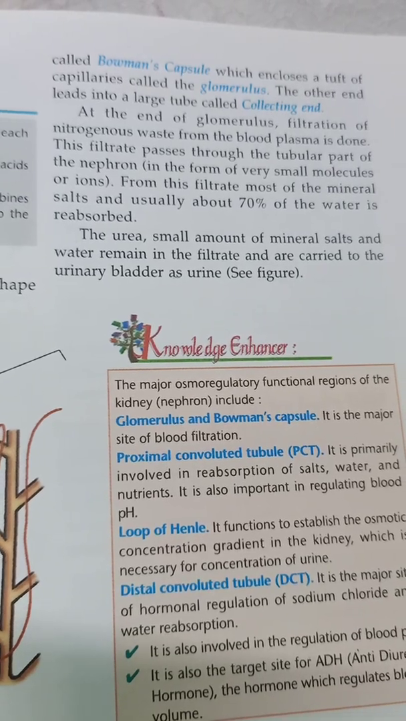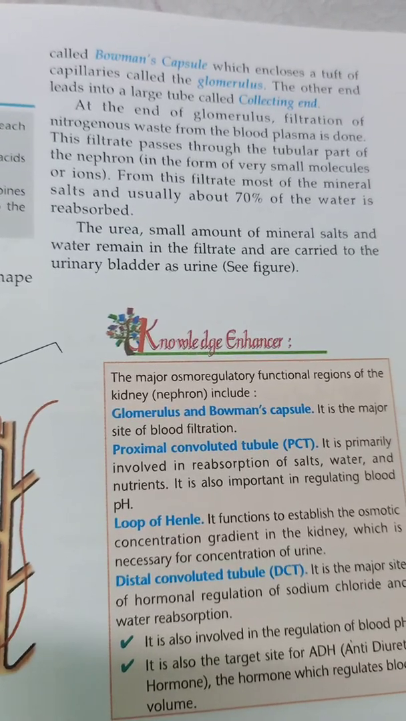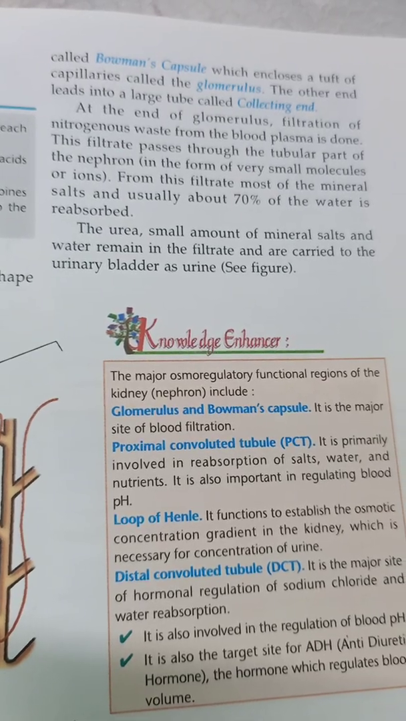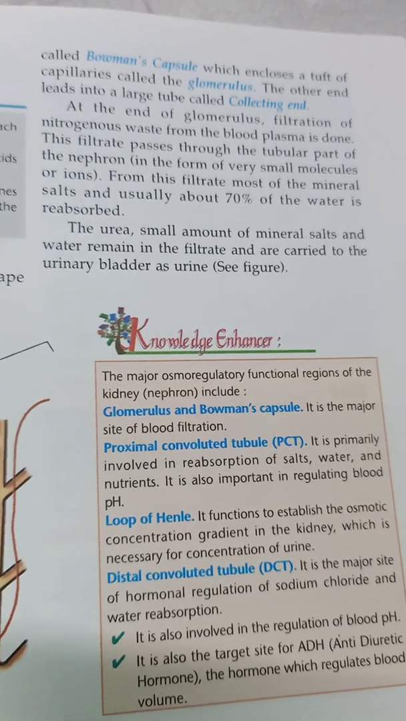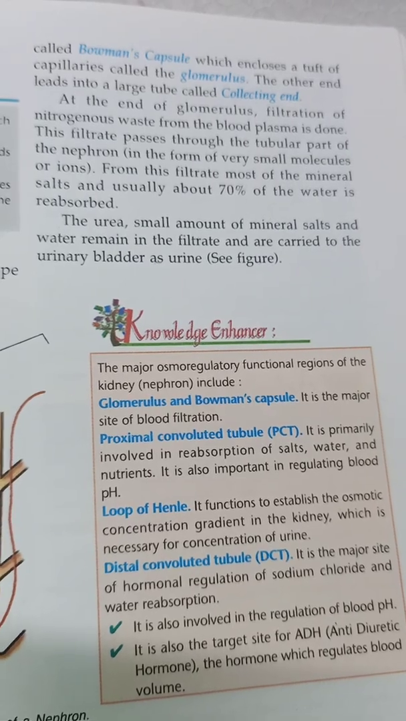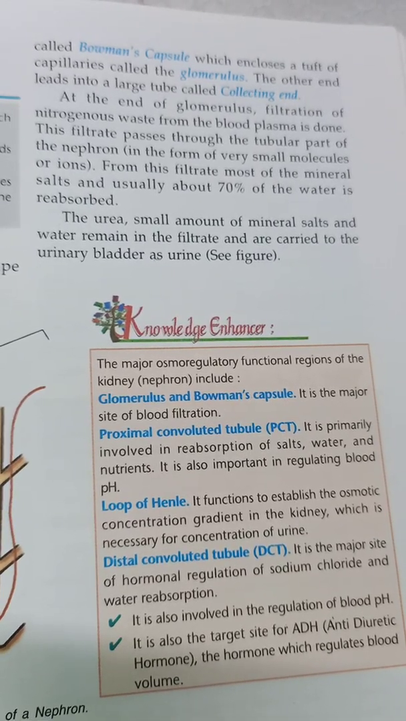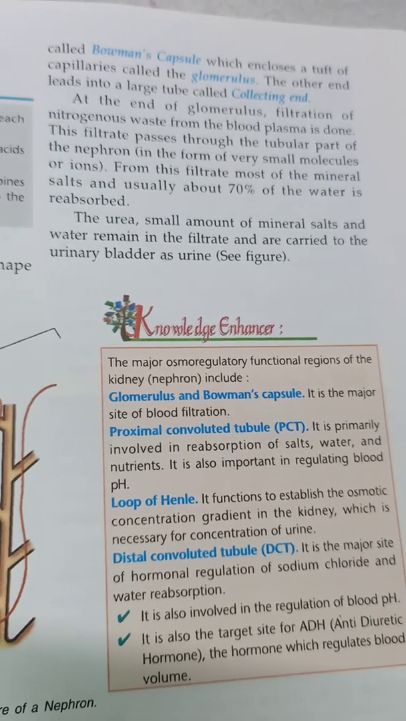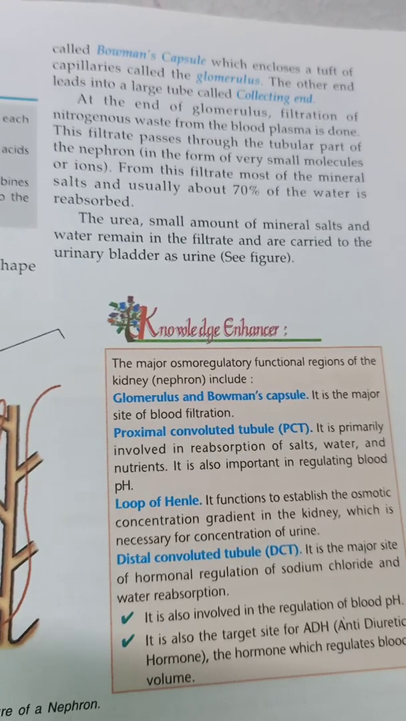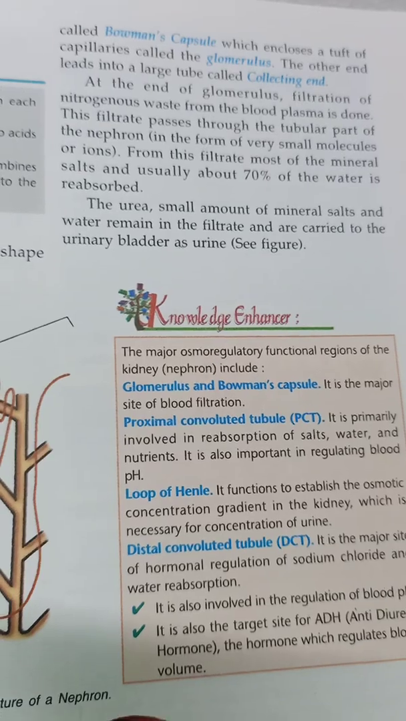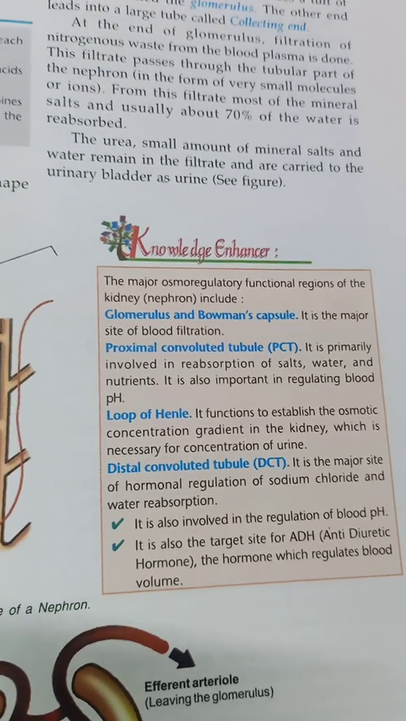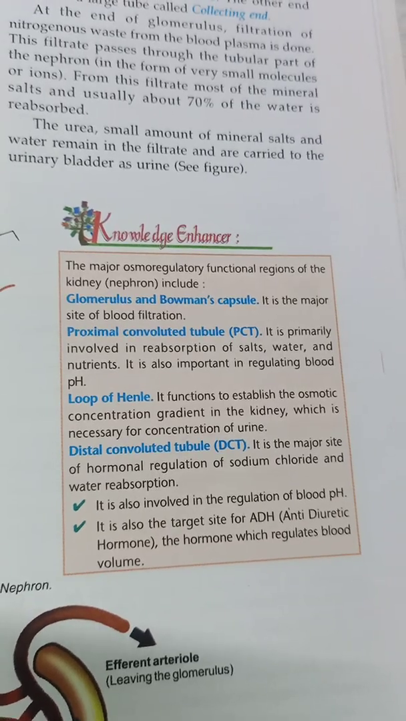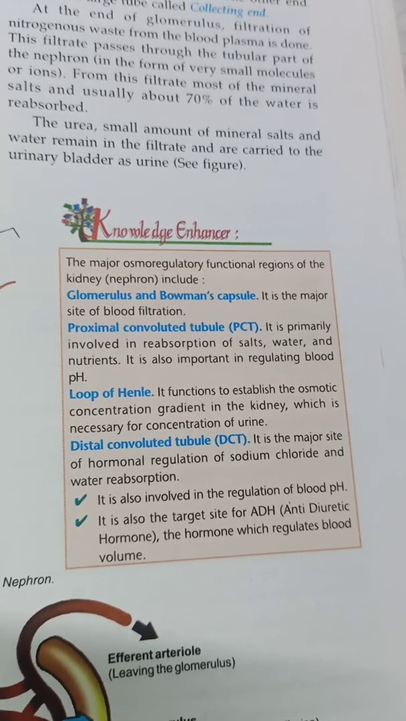From this filtrate, most of the mineral salts and usually about 70% of the water is reabsorbed. Now the urea, a small amount of mineral salts and water remain in the filtrate and are carried to the urinary bladder as urine. You can see here, as I told you, that the glomerulus is a collection of capillaries.